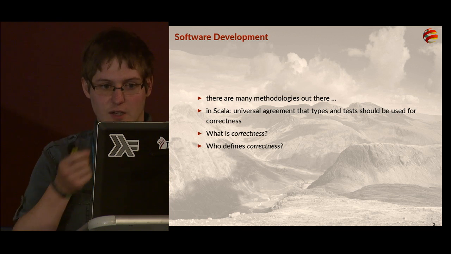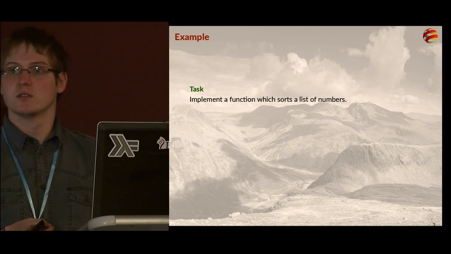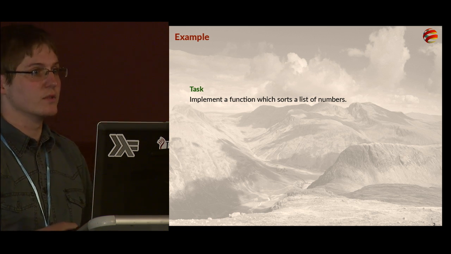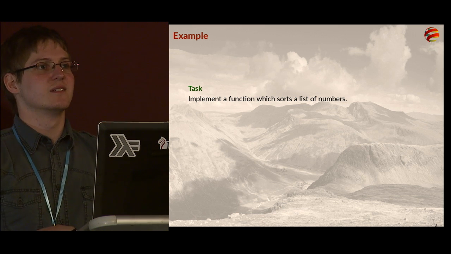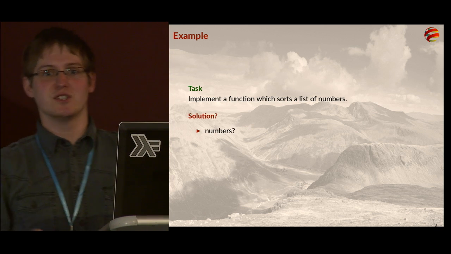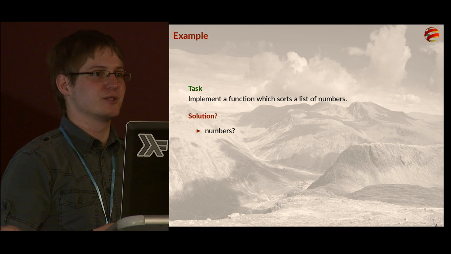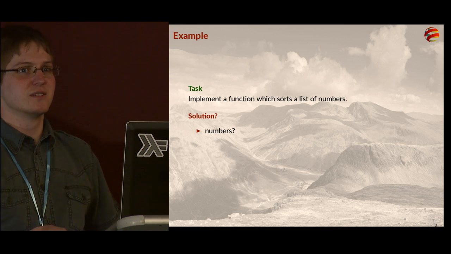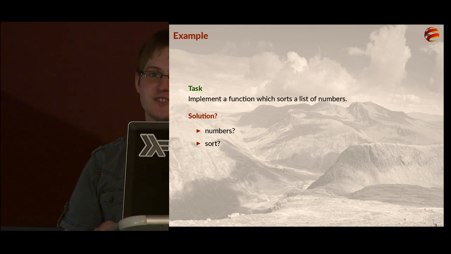And I have an example for you. This should be easy, right? I'm giving you the task: implement a function which sorts a list of numbers. Easy enough? So who sees a problem with that task? There's no ordering defined. Yeah, so the first question is actually, what are numbers? What kind of numbers are we talking about? Are we talking about real numbers, natural numbers, surreal numbers? And what is sorting actually?